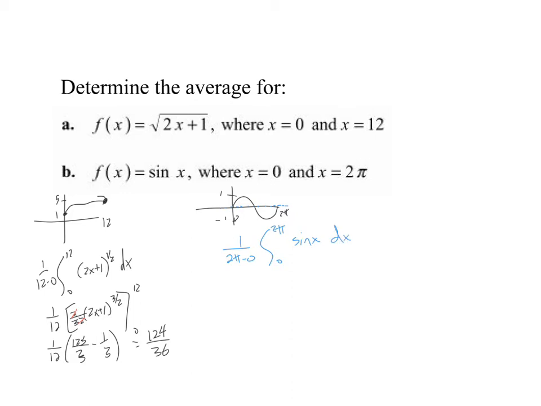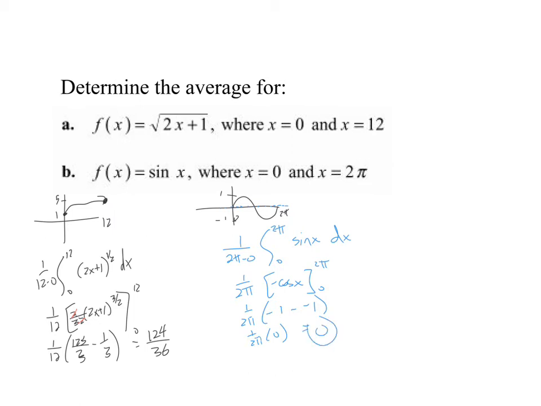So that integral, remember, is negative cos x. That's on your formula sheet if you can't remember. And then we're going to plug in 2 pi and 0. So we'd have negative cosine of 2 pi, which is 1. And then we're going to subtract negative cosine of 0, which is also 1. So you can see in this case the 1's would cancel, so we get 1 over 2 pi times 0. So the average is indeed 0. So it does make sense to what we thought earlier.